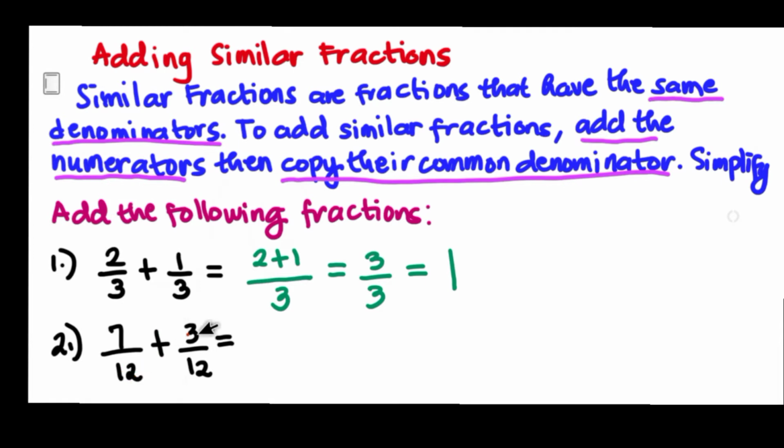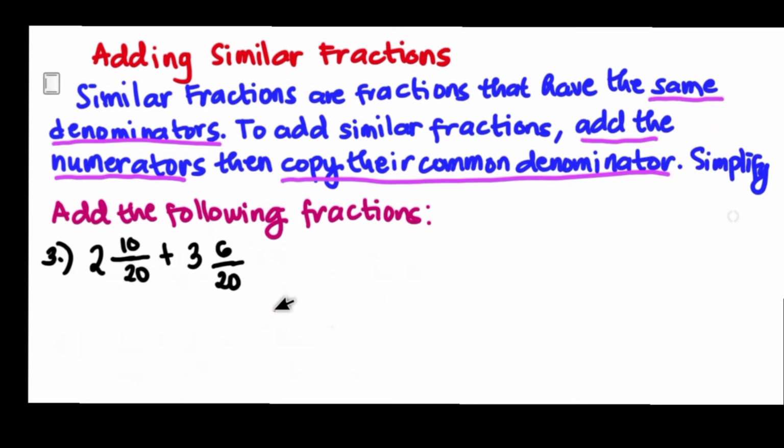Let's have example number 2. 7 over 12 plus 3 over 12. Add ulit natin yung nasa ibabaw, 7 plus 3, or yung numerators. That is 10. And then copy the common denominator, 12. So 10 over 12. Pwede pa po yan i-lowest term. So divide po natin yung 10 at saka 12 sa kanilang GCF. Ang GCF po nila ay 2. So divide po natin sa 2. 10 divided by 2 is 5, over 12 divided by 2, that is 6. So, the final answer is 5 over 6.